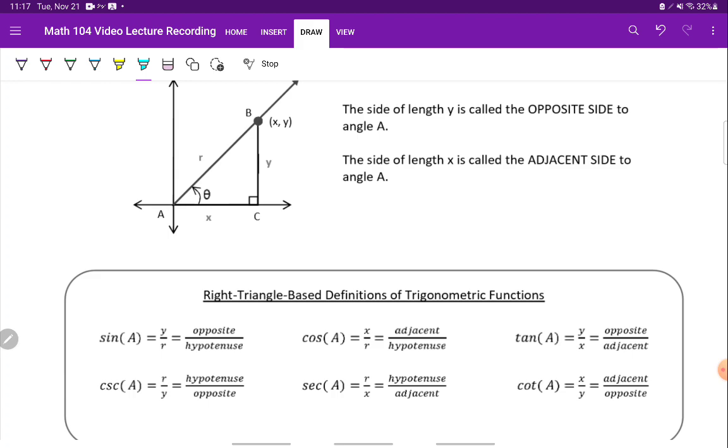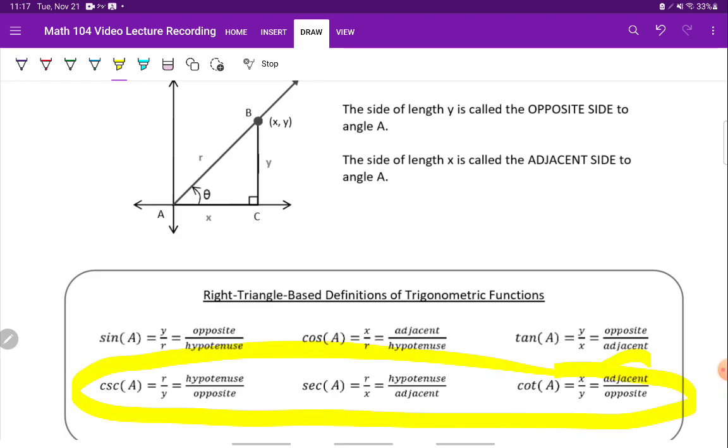Now, you can certainly think of it as x over r, but as we progress through this right-angled trig, we're not always going to be on the Cartesian plane. Sometimes our triangle's just floating, and it's a lot easier to think of it as opposite side and adjacent side. Tangent of our angle A is our opposite side over our adjacent side. And then we know that the other three trig functions are just the reciprocals.